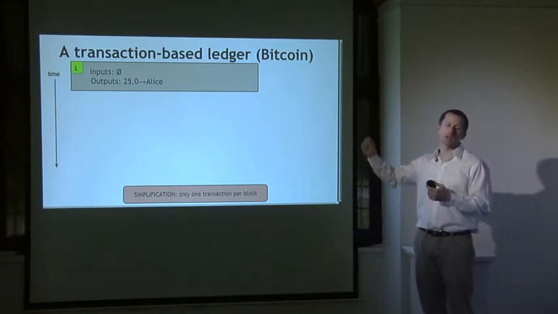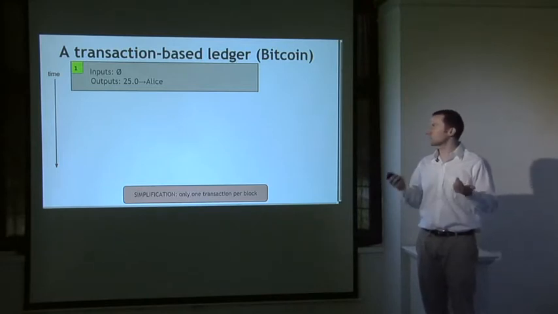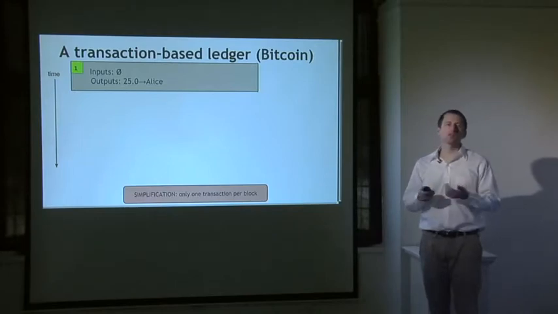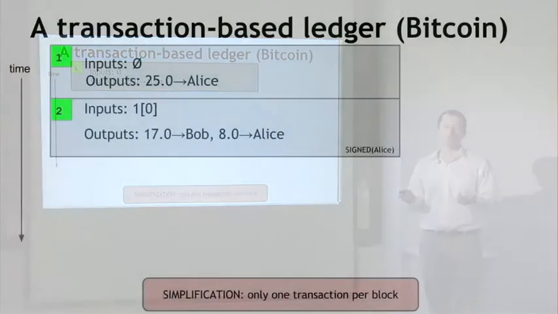25 coins going to Alice. And again, since this is a transaction where new coins are being created, there's no signature required here.